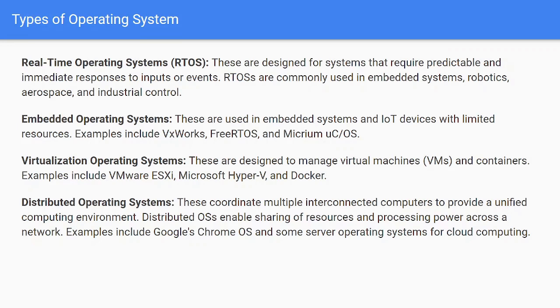You understand? So the next one we have is the distributed operating system. This coordinates multiple interconnected computers to provide a unified computing environment. So for this distributed operating system, it's more like a connection of different computers, you understand, to provide a unified computing environment. Things like your Google Chrome OS and some server operating systems for cloud computing, like your AWS, your Google Cloud, your Microsoft Azure, you understand.